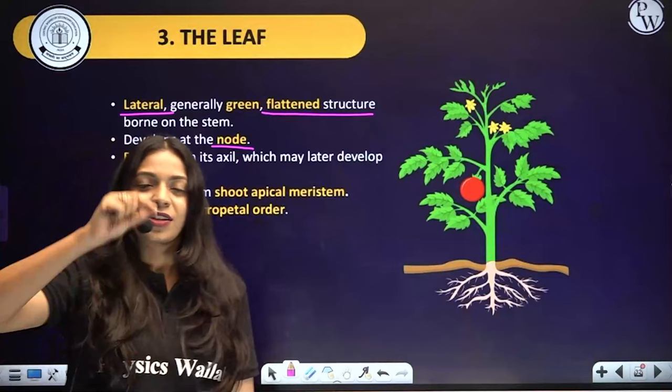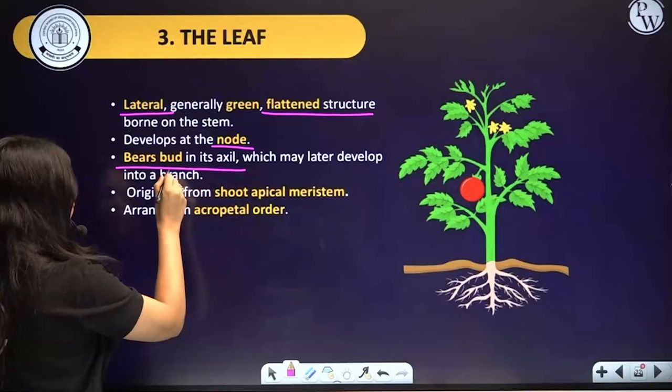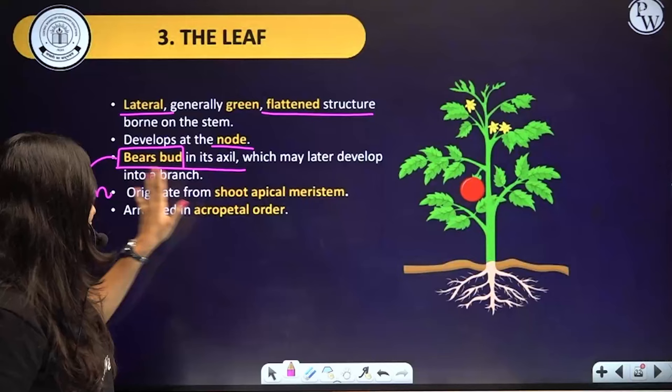Node is a part of the stem, and so are axillary buds. Remember this very clearly. They bear buds in the axil, but this bud is a part of the stem. Remember that we are talking about it under leaf, but axillary buds are part of the stem. They bear buds in the axil, which may later develop into a branch.